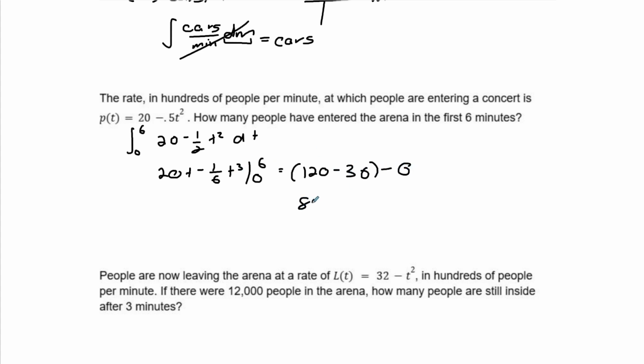So this is going to give us 84, but keep in mind that it's telling us in hundreds of people per minute, so it's going to be 8,400. So our answer here would be 8,400 people.